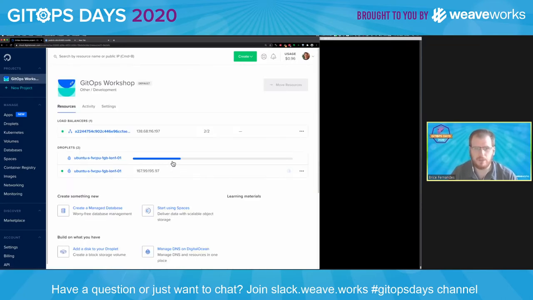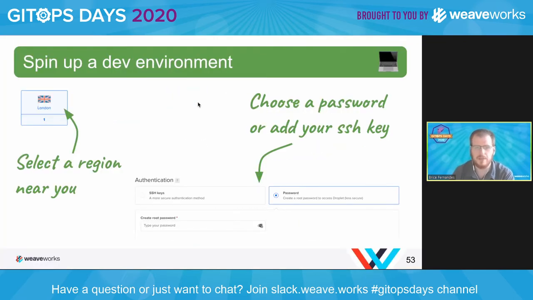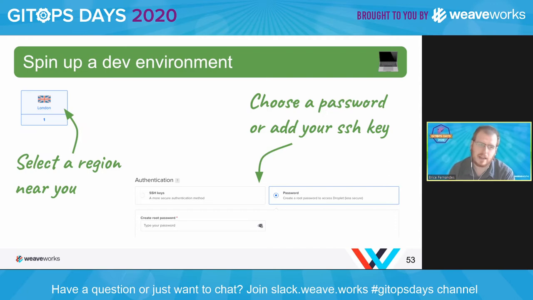So this should be up very shortly. So let's take a look at what we're going to do. We're going to set Ubuntu Basic, the smallest instance we can get hold of, local region, choose a password or add your SSH key. So essentially what we're getting is a dev machine that has Ubuntu running so that we can run the setup scripts.